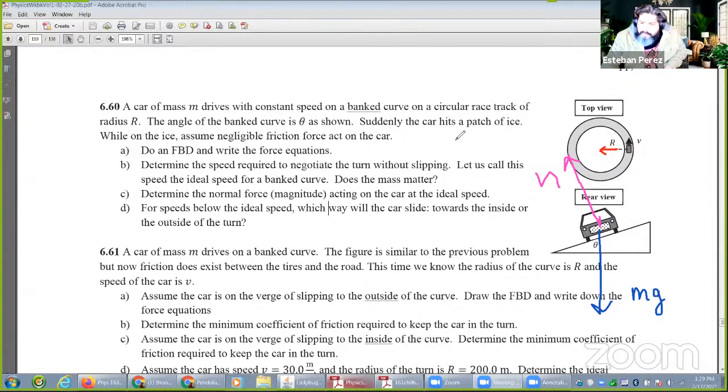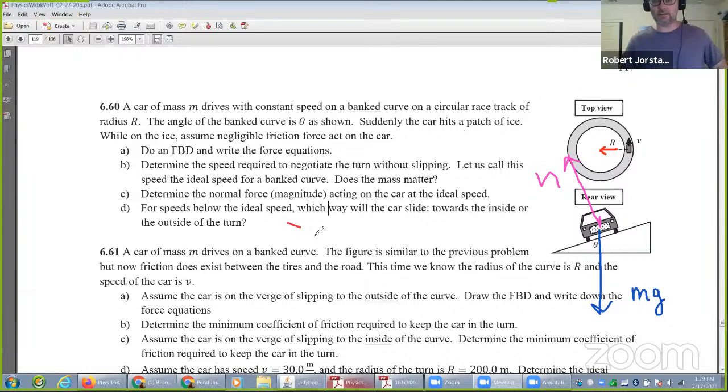Think about this. You could imagine this car, here's the other side of the banked curve. Right? Here's the car over here. Do you agree this is the center? That's the most common mistake people make here. So that is towards the center.